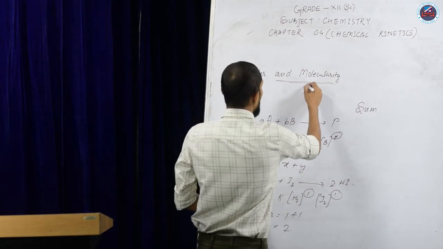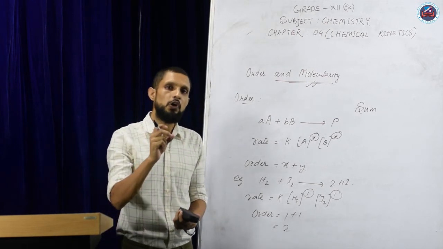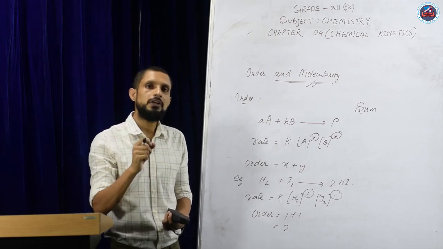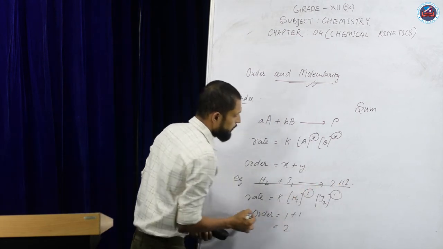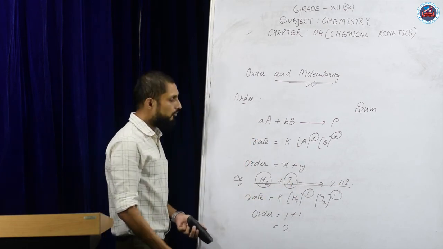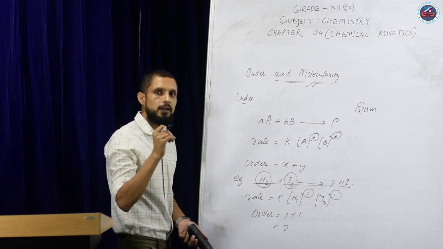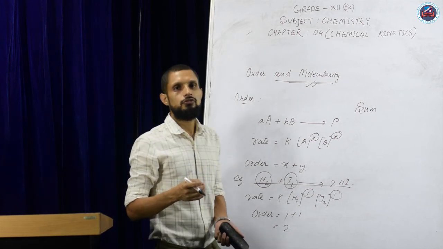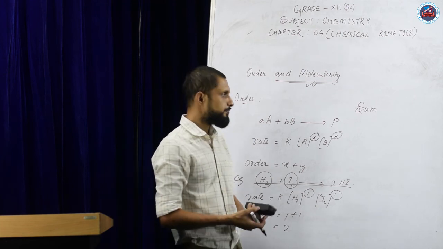Next is molecularity. Molecularity is simply the number of molecules of reactant involved in the reaction. Say for example, this reaction, you have 2 molecules. So therefore, the molecularity of this reaction is 2, or we can say bimolecular. If there are 3 reactants in a reaction, it is known as trimolecular, or molecularity is equal to 3.